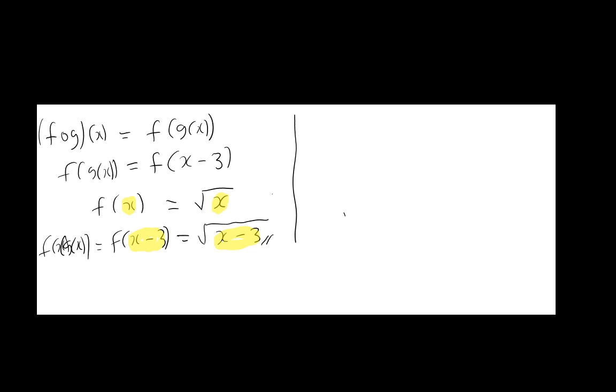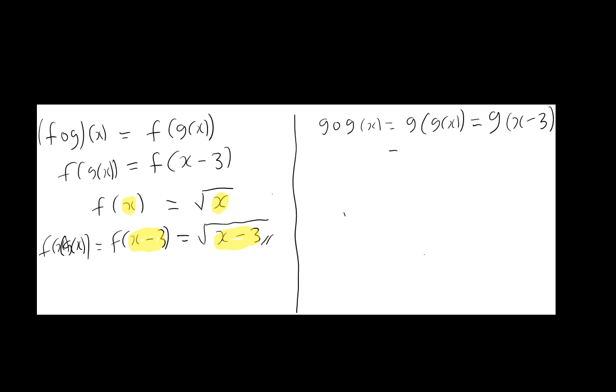Then the next example is g of x, and this is just g after g of x. So what do we do? Instead of this g of x, we just substitute its value, which is just x minus 3.